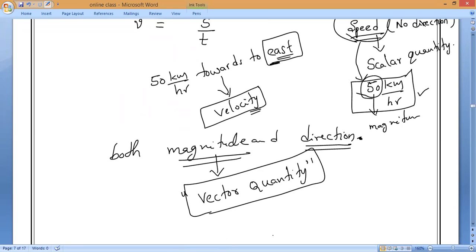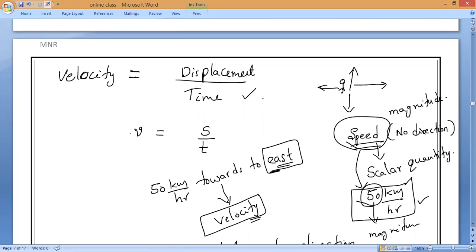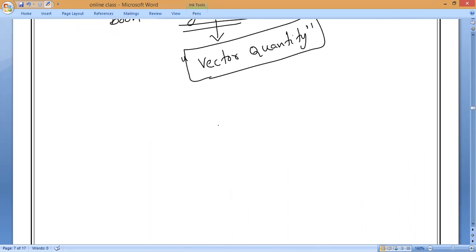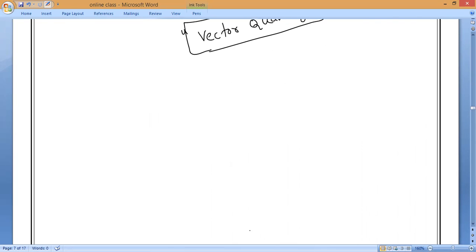If it comes to the mathematical formula, then both have the same formula: V is equal to S by T. S means either distance or displacement. So are velocity and speed the same or different? It is different. Understand? But remember, generally whenever we are using them in this chapter, instead of speed I can say velocity, or instead of velocity I can say speed. Both you have to take as velocity only.